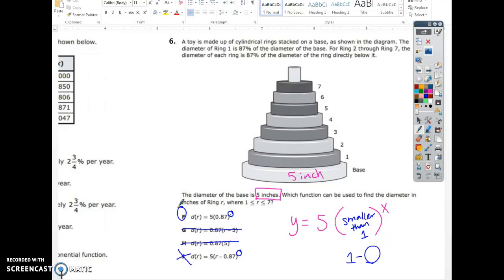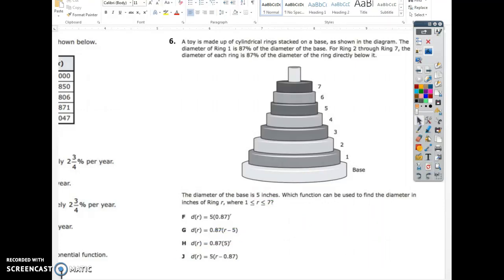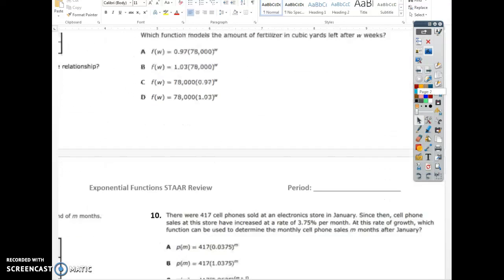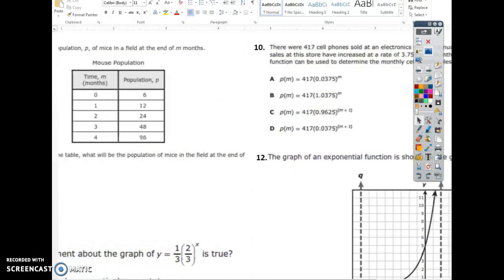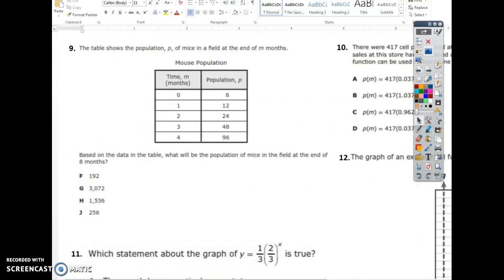Let's go look at problem number 9. Okay, they gave us the table. Now we're really going to have to do stat on this one because it's asking us to go look for 8 months. So add 8. How much does it give us? Okay, so I need the equation of this.